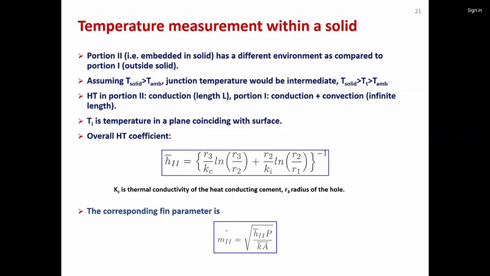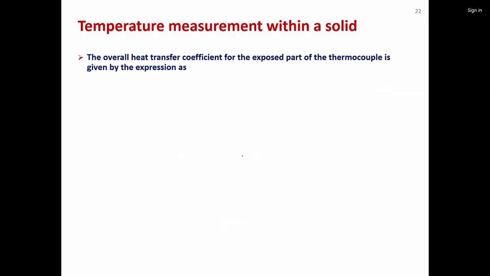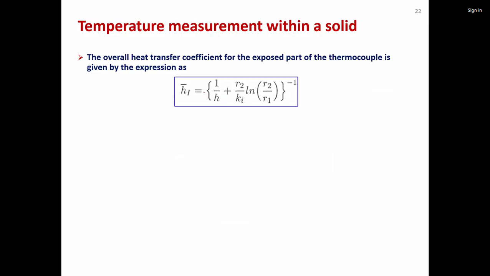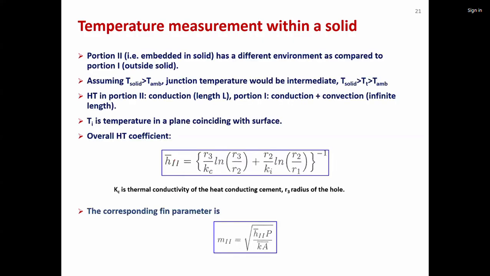Now, in region 2, it is like an infinitely long fin. So you talk about the fin parameter M2, which is the square root of P H2 bar over K A bar, like the previous example. So this is the overall heat transfer coefficient in the buried region into the solid, and this is the fin parameter.